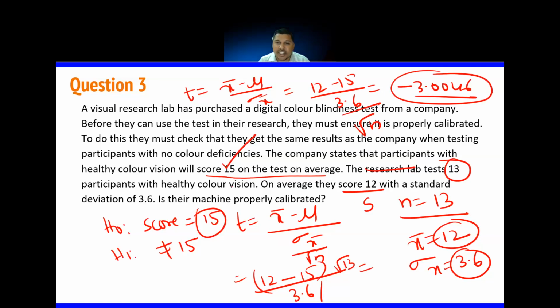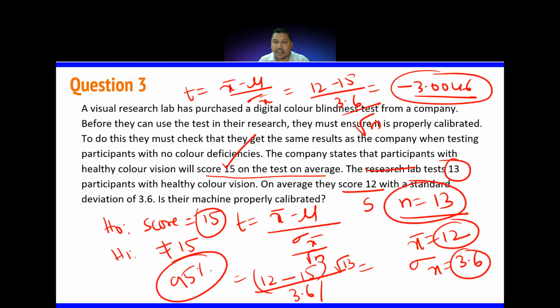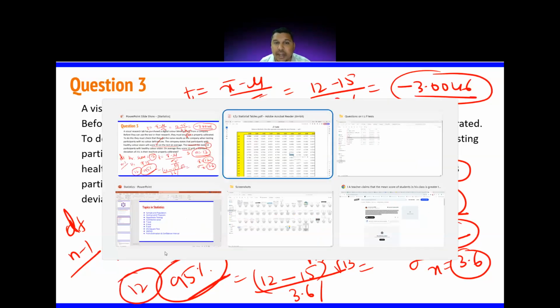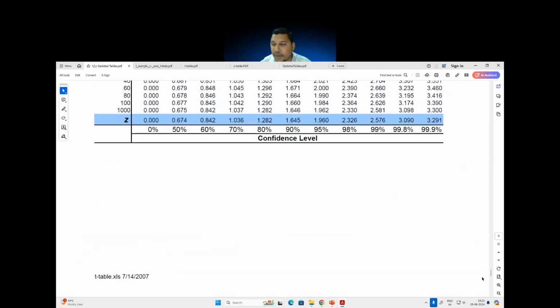Okay. Did they say anything about the confidence level here? No. They did not mention anything about the confidence interval. It means by default it is 95% confidence. And what is the degree of freedom here? The sample size is 13. So the degree of freedom, df, is always n minus 1. So 13 minus 1, that is 12. So at 95% confidence level and 12 degrees of freedom, what is the t table value? Let us go and see the t table.